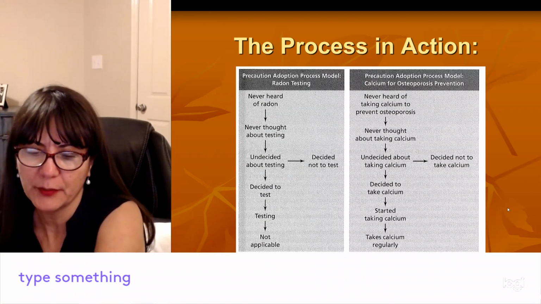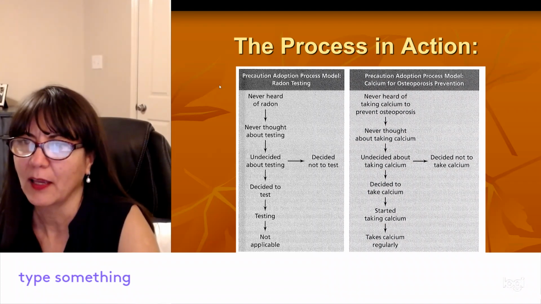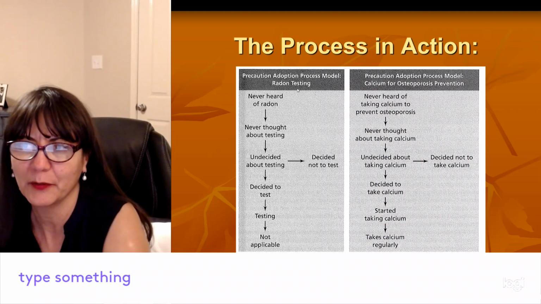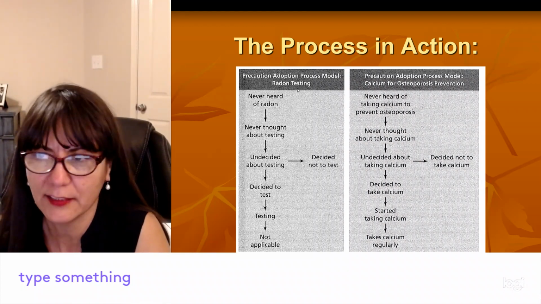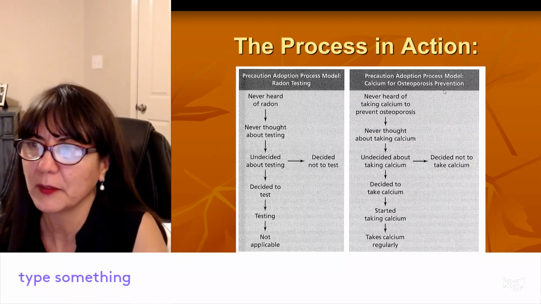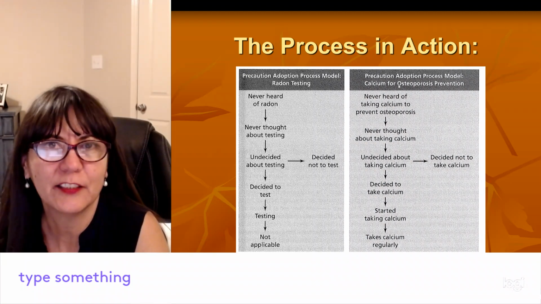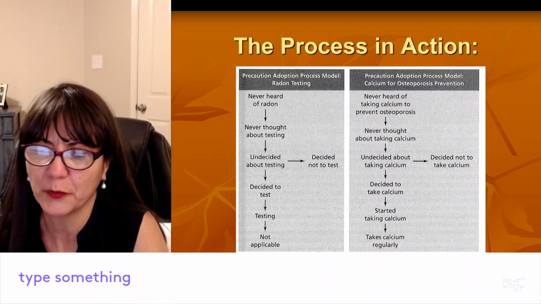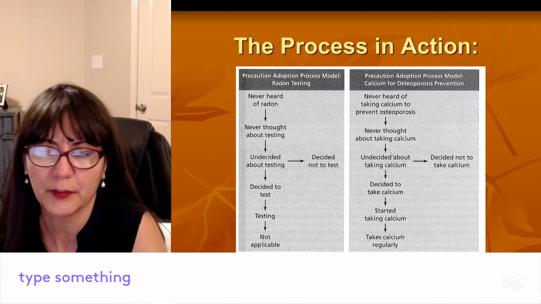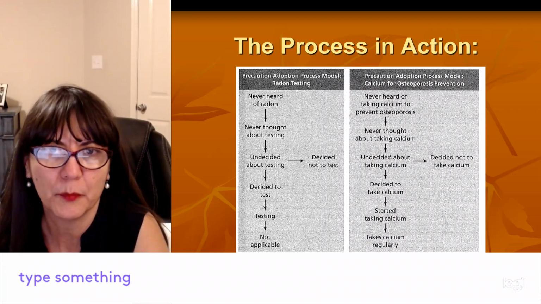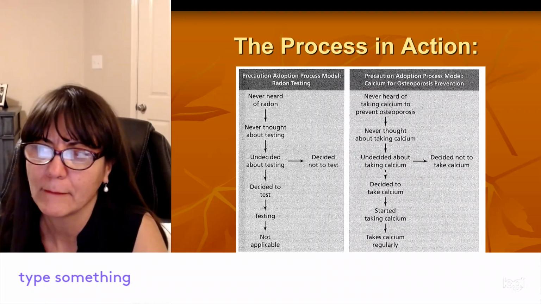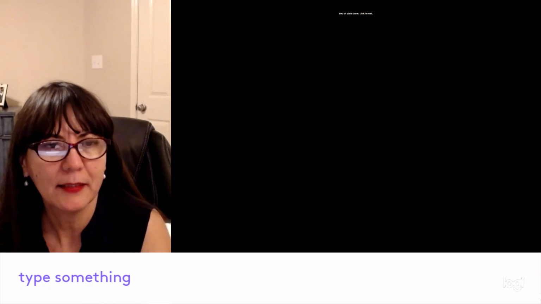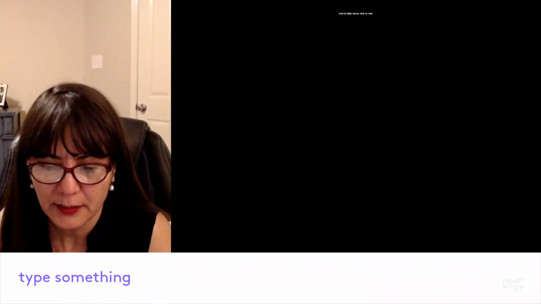And so here's the process in action for radon testing, which is a behavior, right? Do I want to conduct radon testing in my house? And then the other one is taking calcium in order to prevent osteoporosis. It walks you through the different stages of the precaution adoption process model. Okay, and that's all I have to say about that. All right, so that's it for the stages of change.